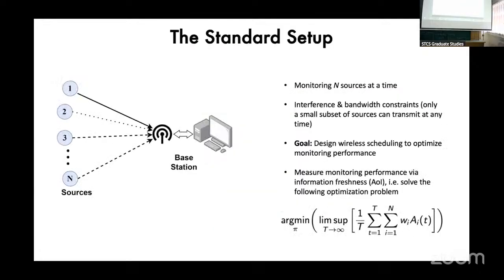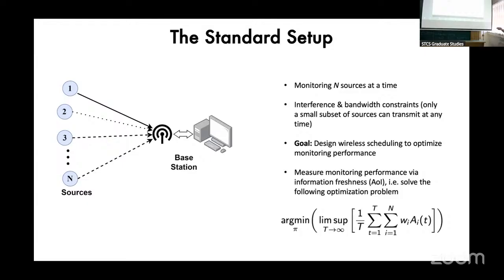So let's get started. I will try to introduce the standard setup, why we are interested in this problem, and what exactly the mathematical problem is. So you have a bunch of sources. All of them are trying to send updates to a single base station. And the base station is interested in monitoring the status of all of these sources. You can think of these sources as sensors that are trying to measure some process that is happening.